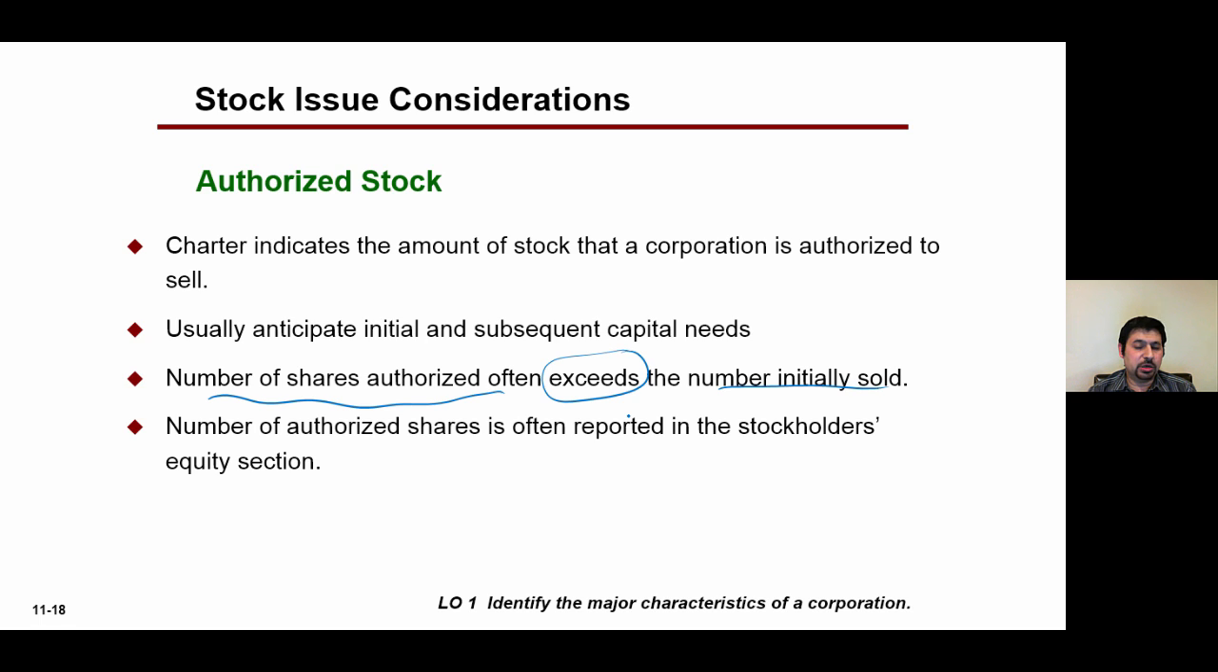And the number of authorized shares is often reported in the stockholders' equity section, as well as the number of stocks that are issued and the number of stocks that are outstanding. Now, authorized stock means that this is the maximum number of stocks that, according to the charter, the company is authorized to issue. Issued stock is the number of stocks that the company has actually sold, and outstanding stocks are the shares that are sold and still owned by investors, and we'll talk about that a little bit later on.